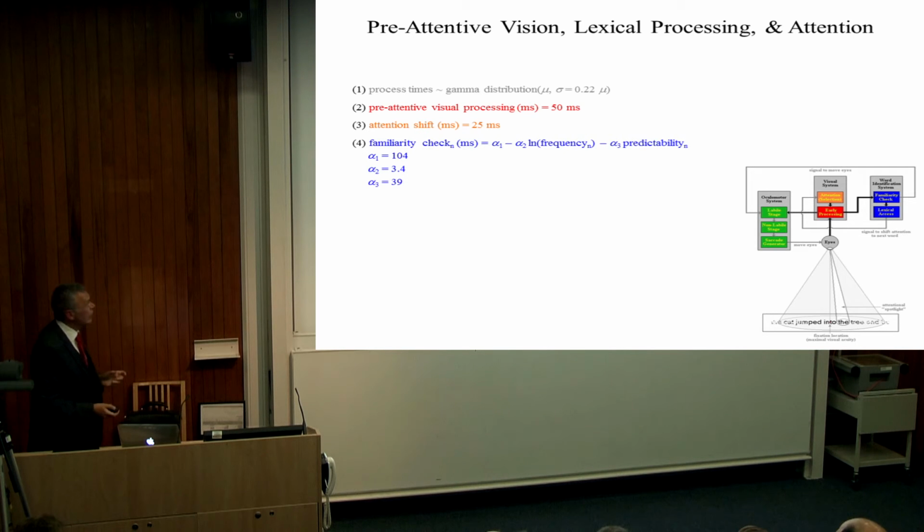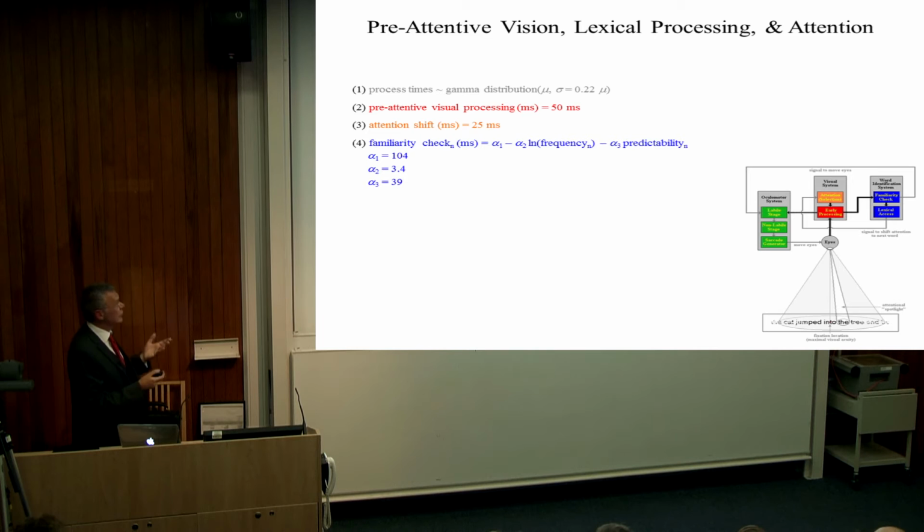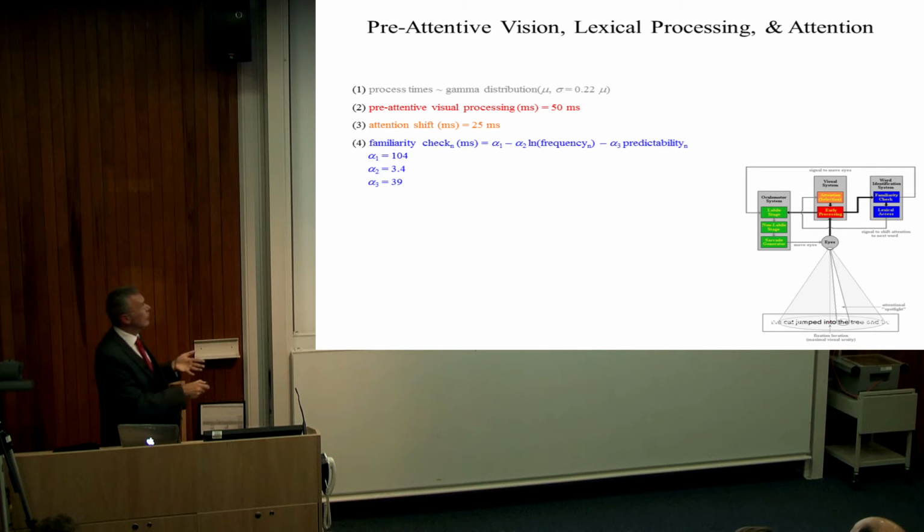The familiarity check time is given by this simple equation, where this parameter, which equals 104 milliseconds, is selected to maximize the goodness of fit between the model and the data that are being simulated. And that time can be decremented by an amount that reflects the word's frequency in language and its predictability within a sentence context. So with all else being equal, words that are frequent in the language and/or predictable will take less time to complete the familiarity check than words that are infrequent or unpredictable.